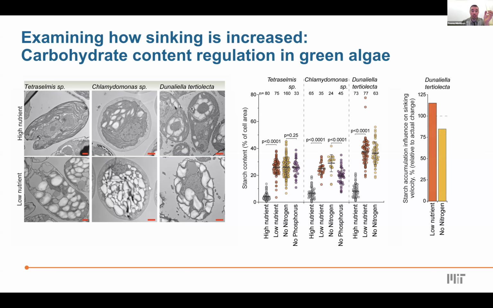And if we take our estimates of how much starch is accumulating and put it into our simulations of how much that would actually matter for the sinking of a cell, we can largely explain the sinking changes in green algae, at least in some of the species. So starch accumulation is really a key mechanism driving this increased sinking in green algae.